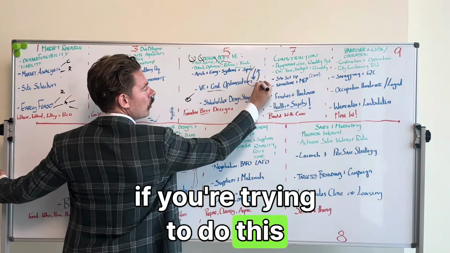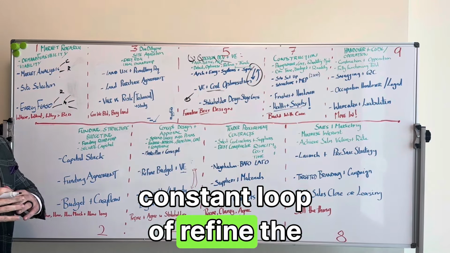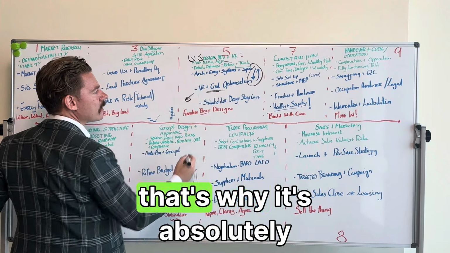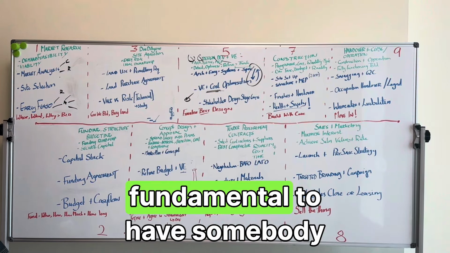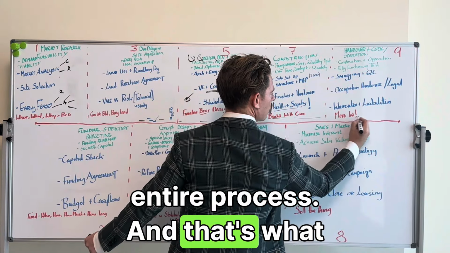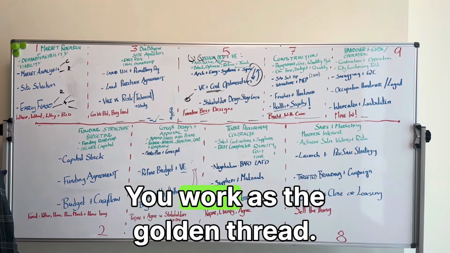Because if you're trying to do this constant loop of refine the building, cost it, there's a lot of conflicting ideas here. So that's why it's absolutely fundamental to have somebody who works across the entire process. And that's what I've been doing for 15 years. You work as the golden thread.